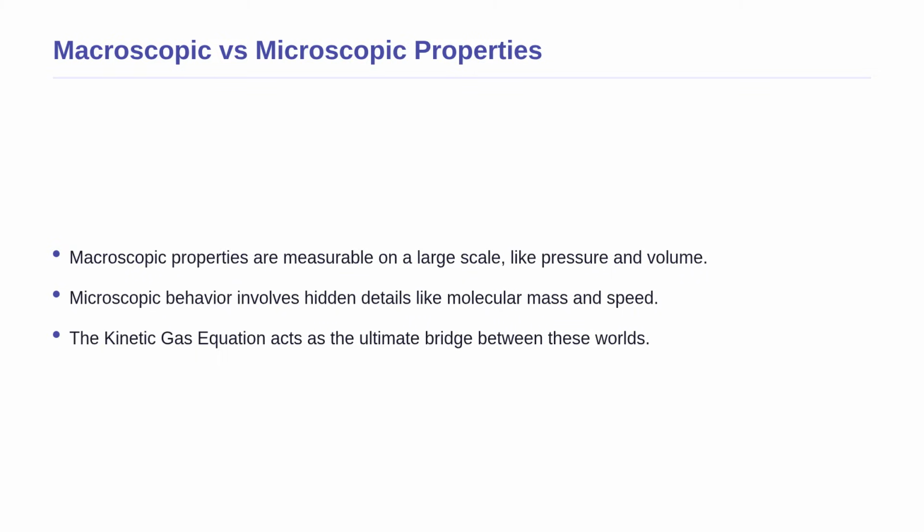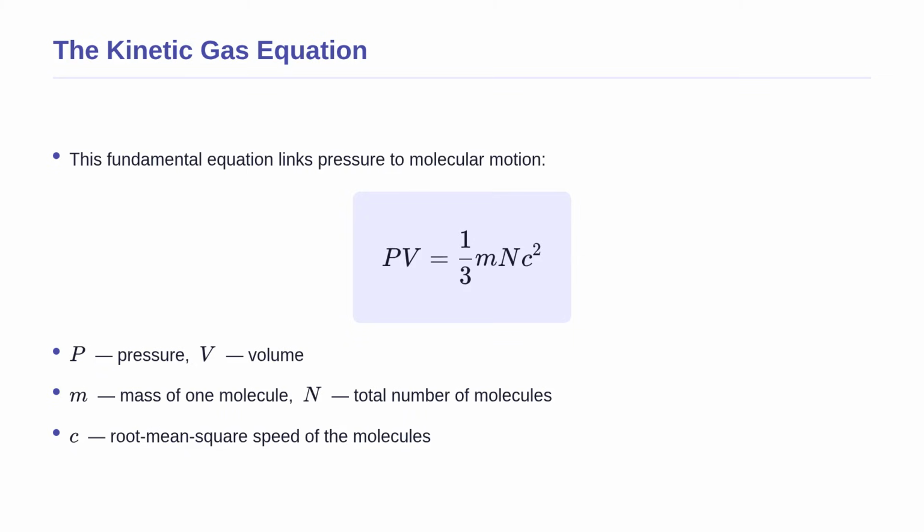Macroscopic properties are the things we can easily measure on a large scale using instruments, such as the pressure and volume of a gas. On the other hand, microscopic behavior refers to the hidden details of the gas, like the mass of a single molecule, the total number of molecules, and how fast they are flying around. The beauty of physical chemistry is finding ways to link these two worlds. The kinetic gas equation is the ultimate bridge that allows us to predict everyday macroscopic measurements using the invisible atomic details. Now that we understand the goal, let us look at the mathematical bridge itself.